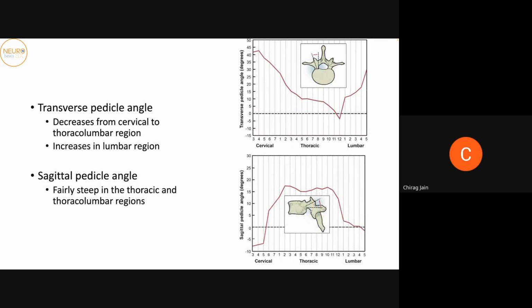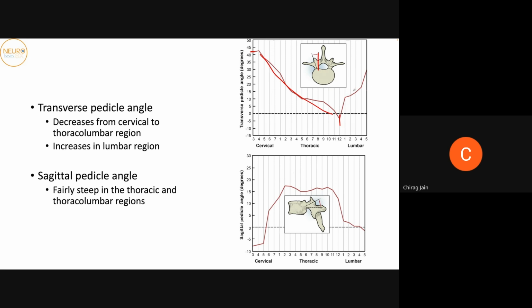Another important thing to know is once you've defined the entry point, what should the direction of your screw be? So to understand that, we need to understand the transverse pedicle angle and the sagittal pedicle angle. The transverse pedicle angle is the angle of the pedicle in the axial plane from the reference line, which is perpendicular. Right. So this angle at the C3 level is quite high. As you can see, it's between 40 to 45 degrees. As you come to the thoracolumbar level, it falls down. So it successively comes down. At about T12, it's almost 0.